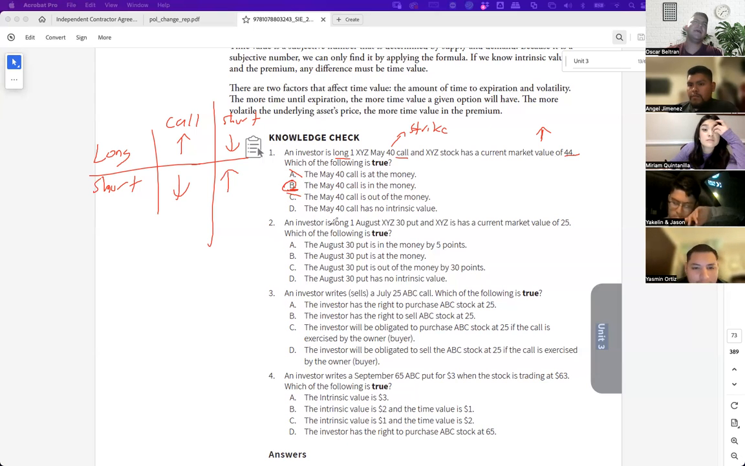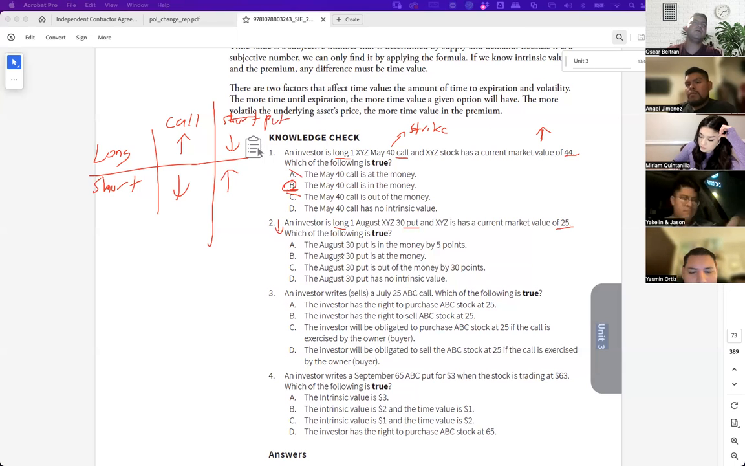All right, 2. An investor is long 1 August XYZ 30 put, and XYZ has a current market value of 25. All right, so off the back, we have here long and then put. So for long put, we're going to look at, right, here. Long put. So we want to go down in price.